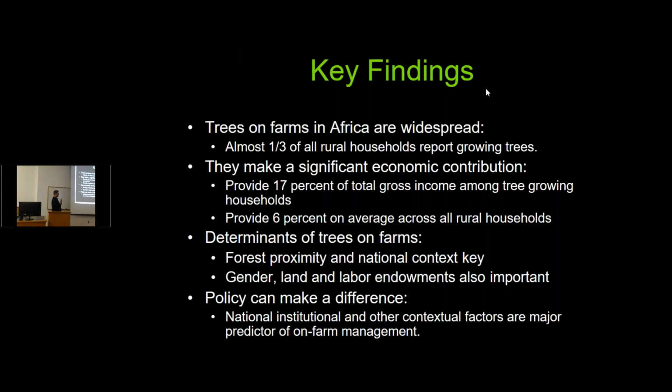So some of the key findings from the work indeed are that trees on farms are widespread across the study countries, with almost a third of rural households reporting having trees on their land. And they also make a really significant economic contribution, particularly in some countries. There was wide variation. On average, they provide about 6% of income to rural households in the countries. But for those that have trees on their farms, it was actually 17% on average, which is not insignificant.